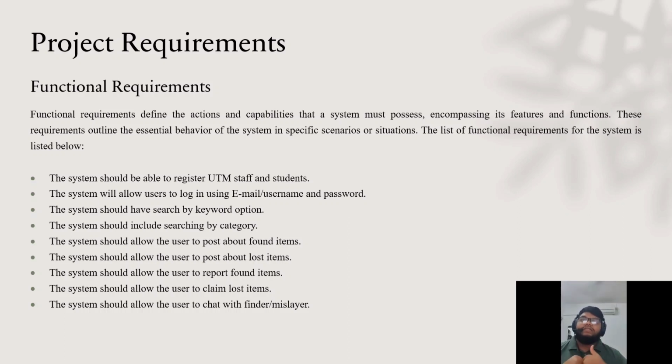First, the system should be able to register UTM staff and students. The system will allow users to log in using email, username, and password. The system should have a search by keyword option. The system should include searching by category. The system should allow the user to post about found items. The system should allow the user to post about lost items also.